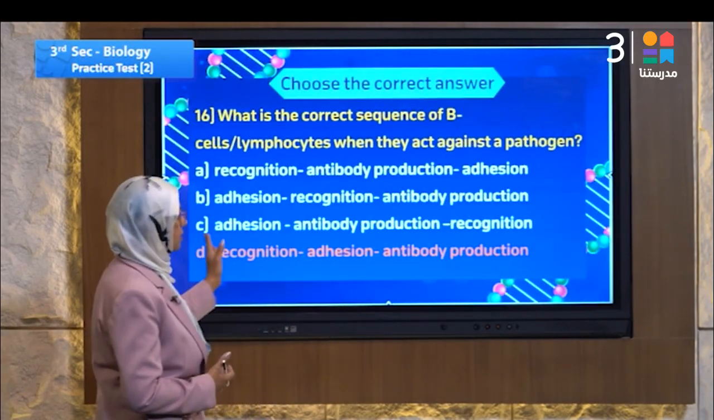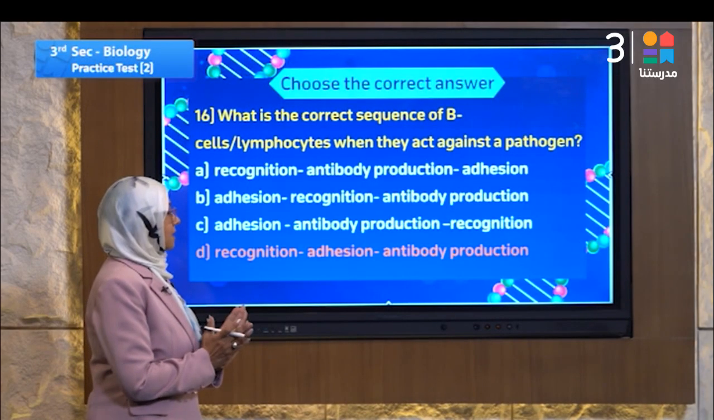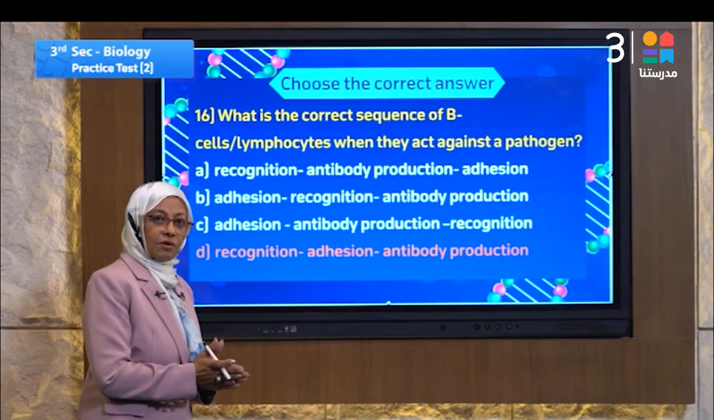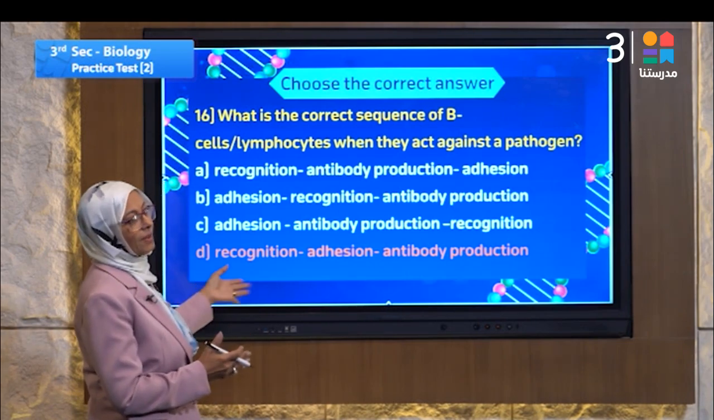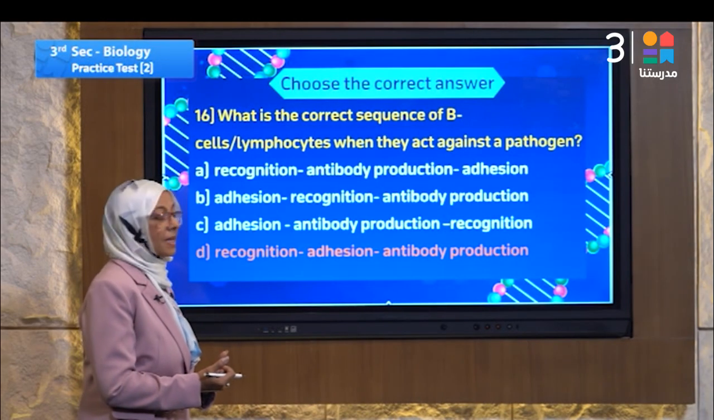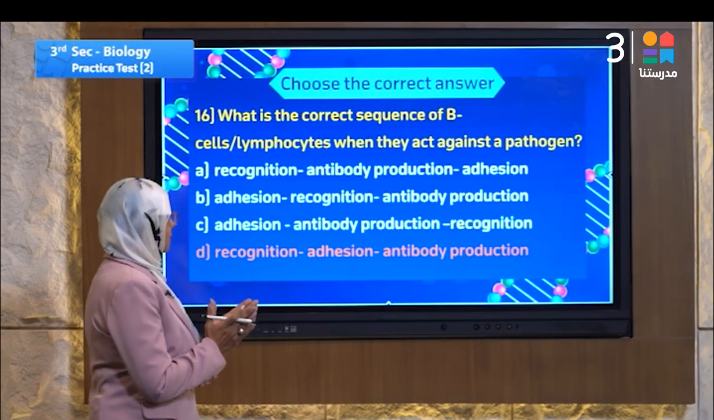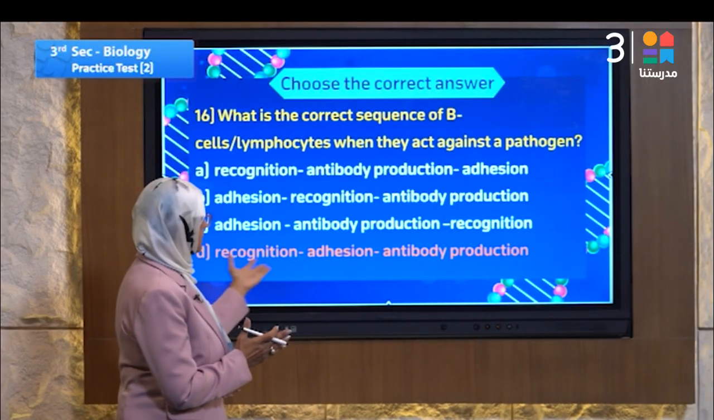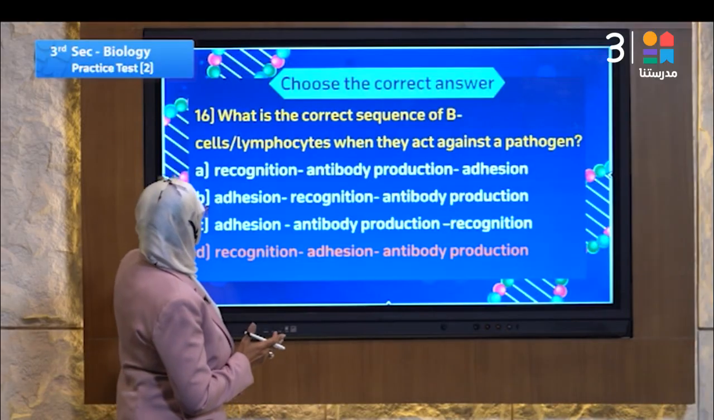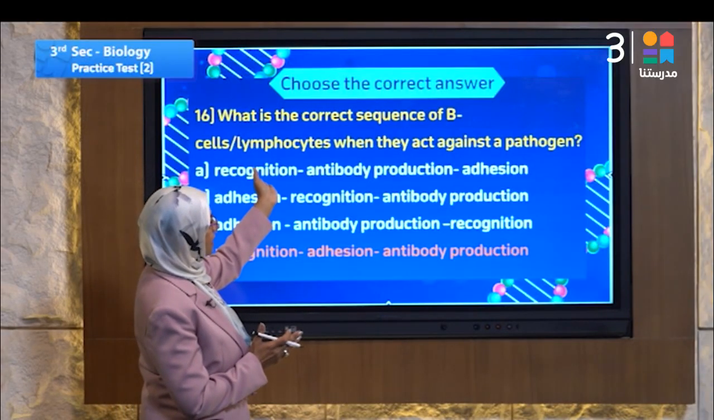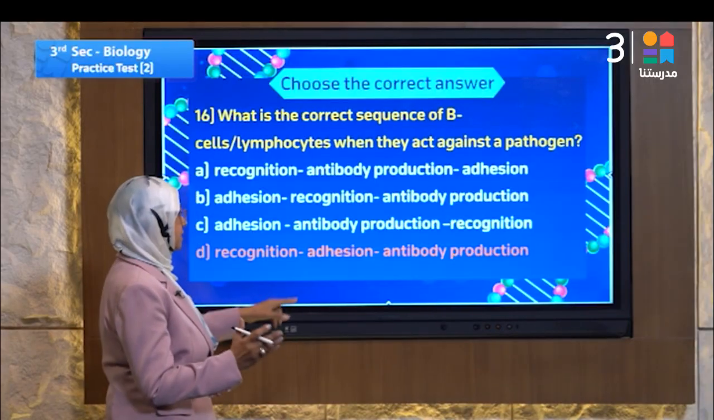The answer is number D. D is the most suitable steps following each other. The first one is recognition of the pathogen, what it is. The second one is adhesion. It adheres to the cell and then produces antibodies. These are the steps against any pathogen. Let's go to question number 17.